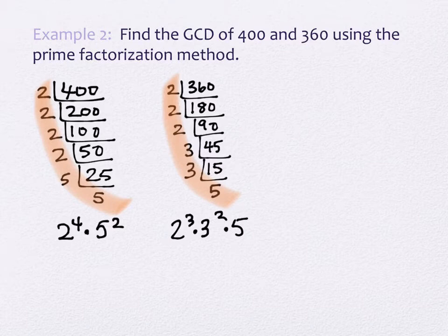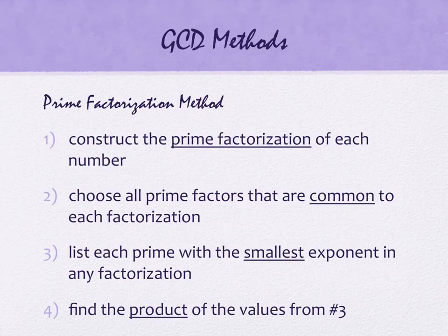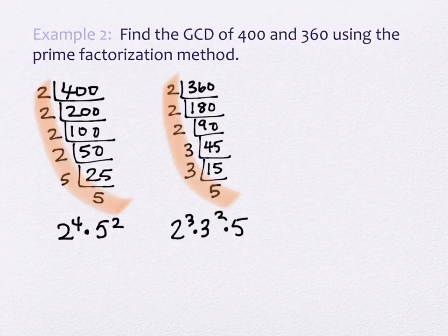Okay, is that okay so far? I know it feels like we've done quite a bit of work and we've only done step 1, but step 1 is the one that's the most work. Okay, so we have completed step 1. Step 2 says to choose all prime factors that are in common. So what numbers are in common here and here?